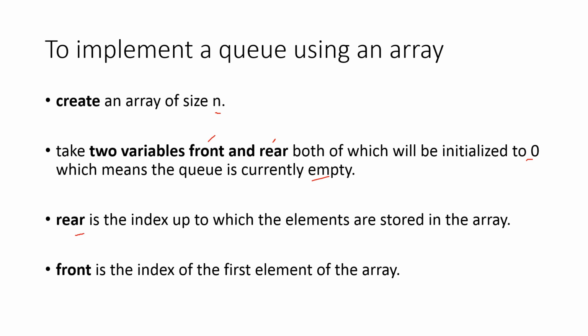Rear is the index up to which the elements are stored in the array, the back end. The last element which is inserted into the array, that is rear. Front is the index of the first element of the array. You know, in an array we are giving importance to the term index. Index shows the position of the element. Okay, and for an array, index always starts from 0.